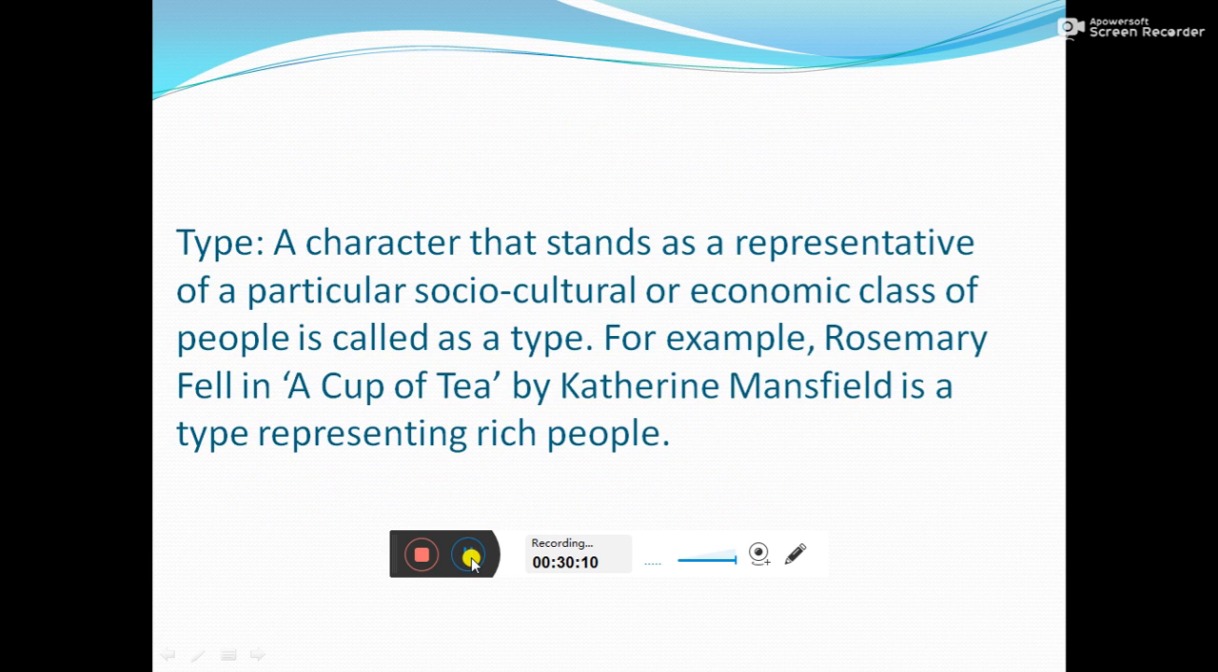Here is the next type of character, which itself is called a type. A character that stands as a representative of a particular socio-cultural or economic class. I read it again: a character that represents a particular socio-cultural or economic class of people is called a type. Again, I go back to last year's syllabus of compulsory English, in which Rosemary Fell in A Cup of Tea by Katherine Mansfield is a type representing rich people. She is a type character because she represents rich people. Right? Therefore, she can be called a type character.